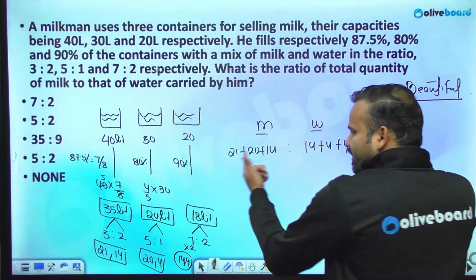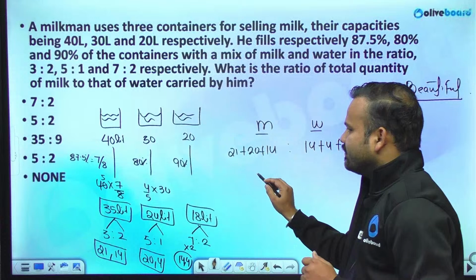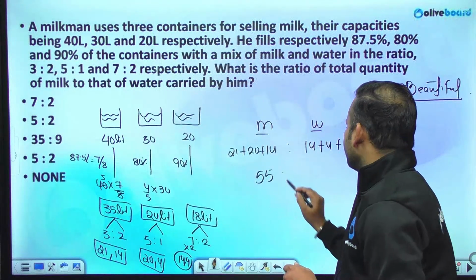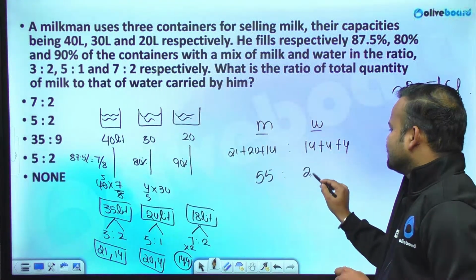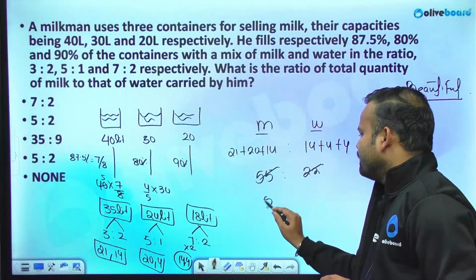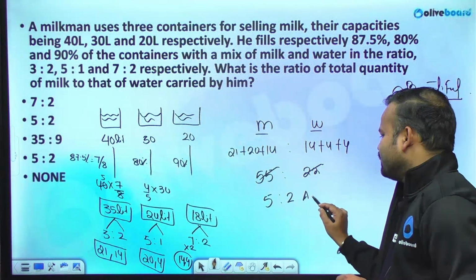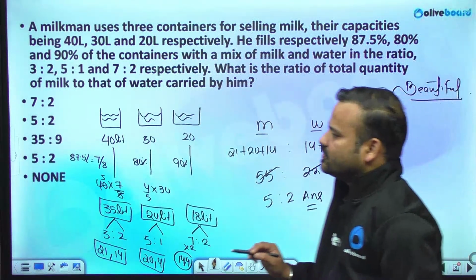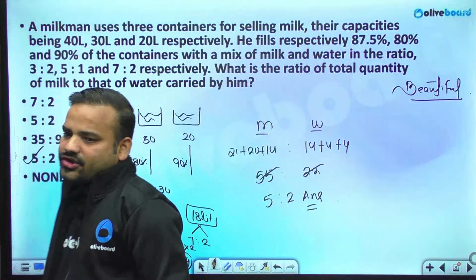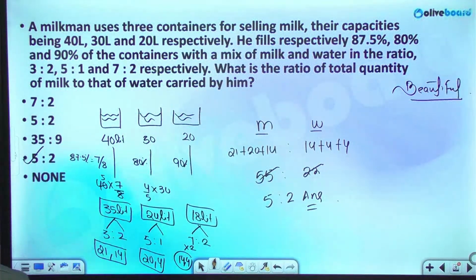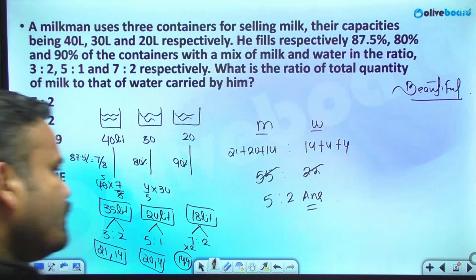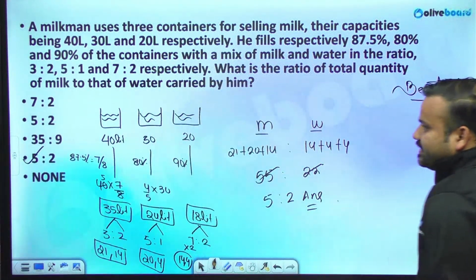So this is 20, 40, 50, 55. So this is 55. And what about this? 14 plus 8 is 22. So the amount of milk and water will be in the ratio of 5 and 2. So this was a basic question, right? So the ratio of milk and water carried by him is 5 and 2. Clear? So 5 and 2 will be the respective ratio.